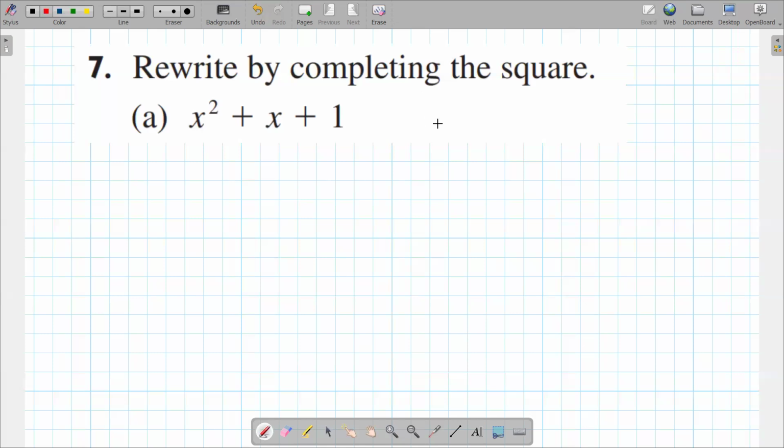Completing the square just means vertex form. It needs to be in this form. It's plus k, not plus c, plus k. All right, so let's get started. So there's a few steps.